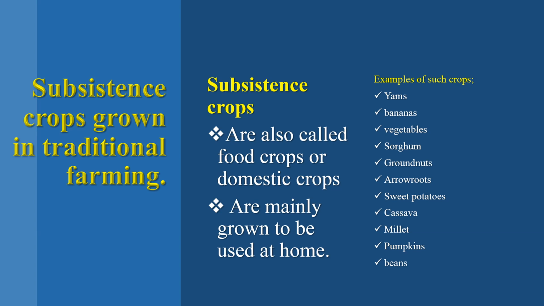So with all these traditional methods of farming, what were the subsistence crops that our great-grandfathers used to grow? Before that, we need to understand that subsistence crops are also called food crops or domestic crops and are mainly grown to be used at home. Examples of such crops were beans, pumpkins, millet, cassava, arrowroot, sweet potatoes, groundnuts, sorghum, vegetables, bananas, and yams.